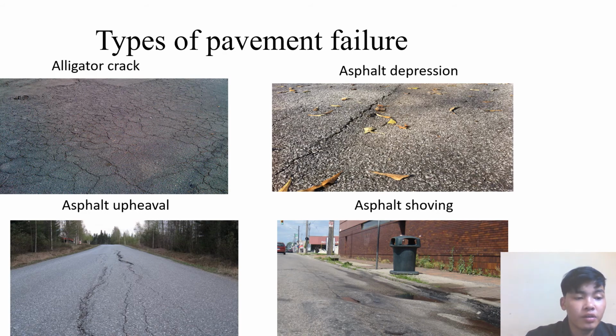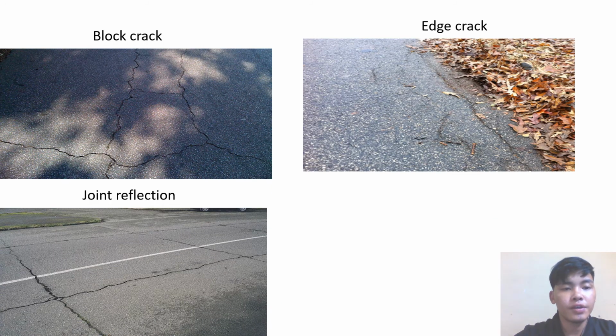Asphalt shoving. The formation of ripples across a pavement is known as asphalt shoving, caused by excessive asphalt, too much fine aggregate and weak granular base. Moving on to the next pavement failure, block crack. It is caused due to fine aggregate mixed with low penetration asphalt and absorptive aggregate. It is also caused due to poor choice of asphalt binder in the mix design.